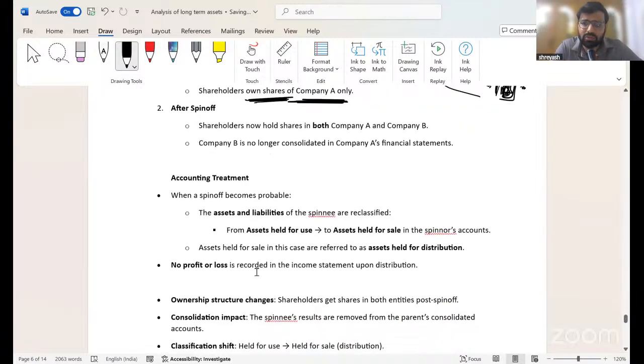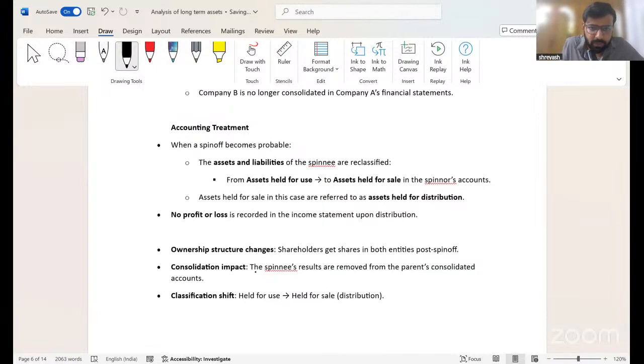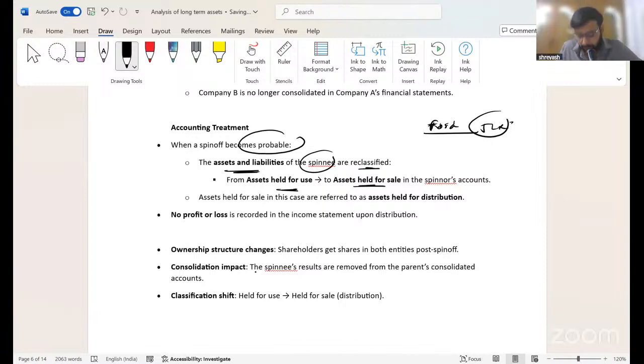तो ऐसे समझना, जो मैंने समझा वैसे समझ लो. Accounting treatment when a spin-off is probable, कि भाई स्पिन ऑफ होने वाला है, assets and liabilities of the spinny are reclassified. Sir, basically in the books of Ford, whatever were the assets and liabilities of JLR will be reclassified as what? As from held for use to held for sale. From held for use to held for sale.